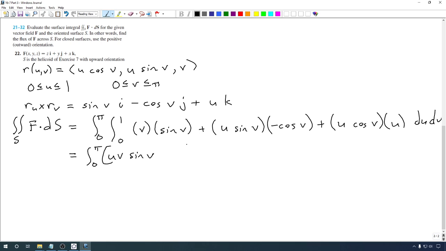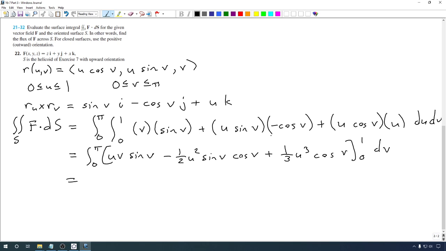Here we have one copy of u. The rest is in terms of v, but we'll bring out the minus sign, and that u will turn into 1/2 u squared. And finally here we have two u's. So we have a u cubed that will turn into, a u squared that will turn into 1/3 u cubed, to be evaluated from 0 to 1.